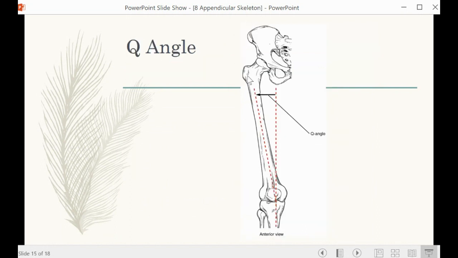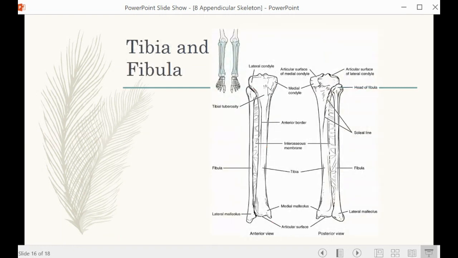Now this is the Q angle. What we can do is draw a straight line from the tibia up through the pelvis, and then we also draw a line out through the femur. This is called the Q angle. And the Q angle tends to be a lot wider, larger, for females than for males.